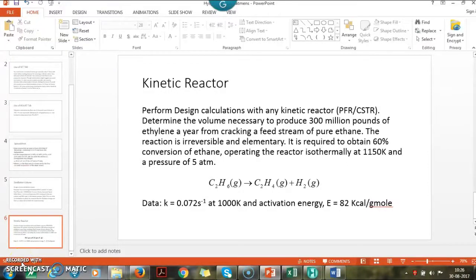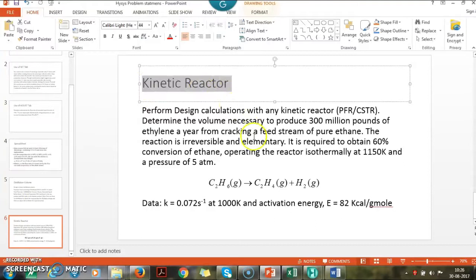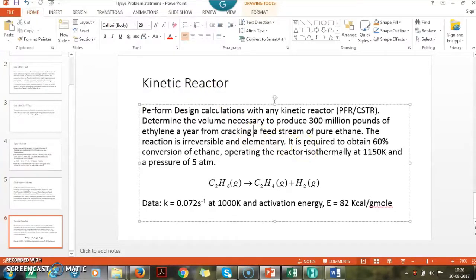Hi friends, today we are going to see how to simulate a kinetic reaction, in terms of a CSTR or PFR, which is termed a kinetic reactor in Aspen HYSYS. The case which I have taken is a very unique case wherein we need to design the system and we are not just going to simulate a given-dimension reactor. So basically it will involve a kind of trial and error method in order to find out the volume.